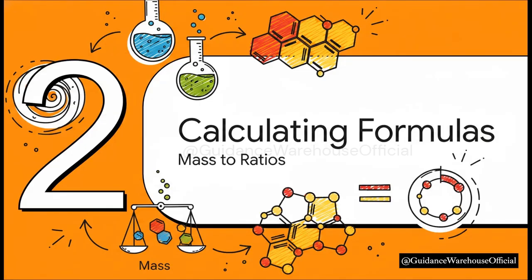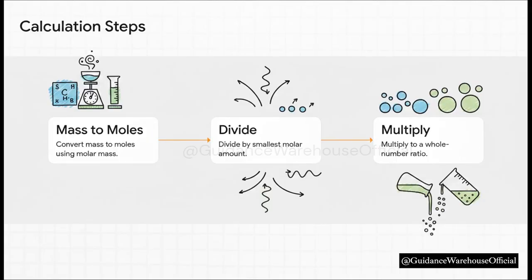Section 2. Calculating empirical formulas. Now that we understand the basic idea of these formulas, let's move to the math. How do we actually determine that foundational recipe from raw data in a lab? Here is the step-by-step logic. Remember, chemical formulas represent the number of atoms, not how heavy they are. So if a lab gives you the mass of your elements in grams, you absolutely cannot just use those numbers directly. Step 1. You must convert that mass into moles using the molar mass from the periodic table.